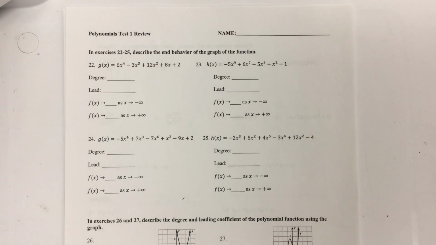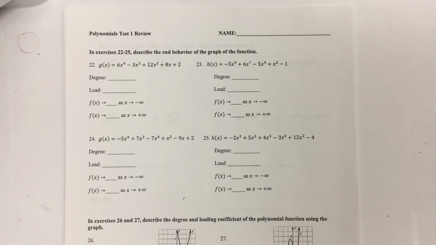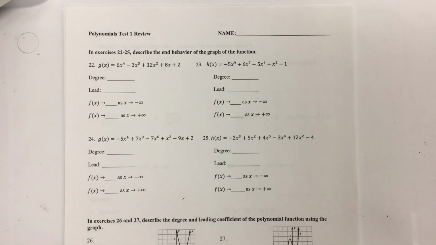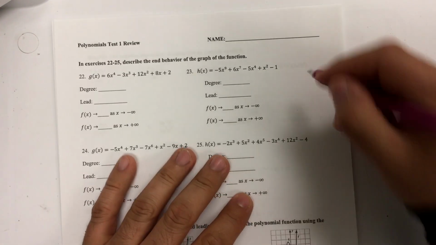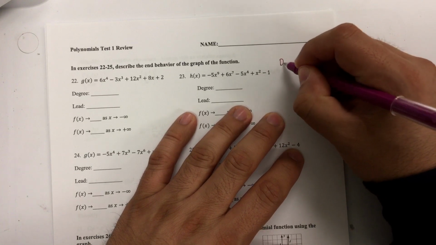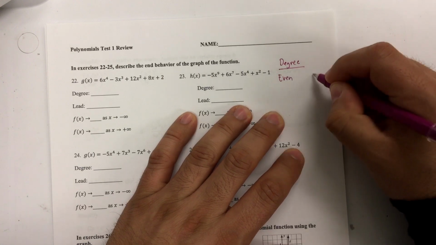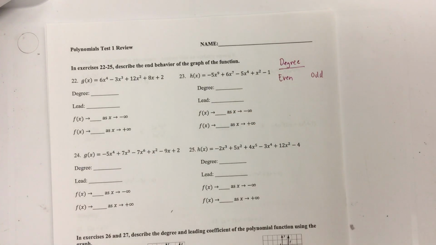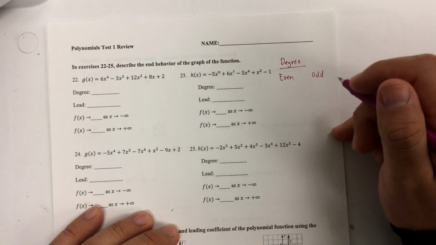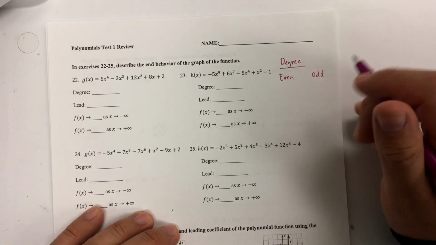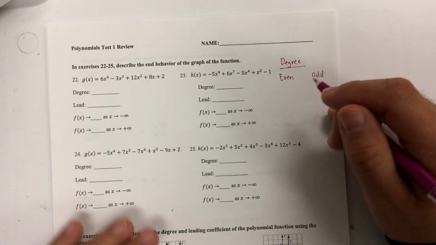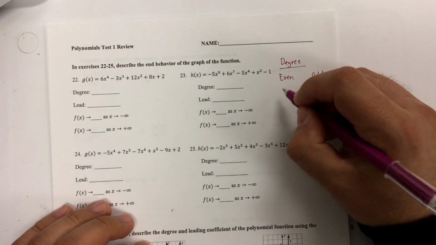It says in exercises 22 through 25, describe the end behavior of the graph of the function. So let's go over this really quickly as a refresher. When it asks for the degree, the degree is either going to be even or it's going to be odd. When we talk about even, we're talking about the exponent being an even number, 2, 4, 6, 8, 10, and so on. Graphically, that means the end behaviors will be headed in the same direction, like the arrowheads.